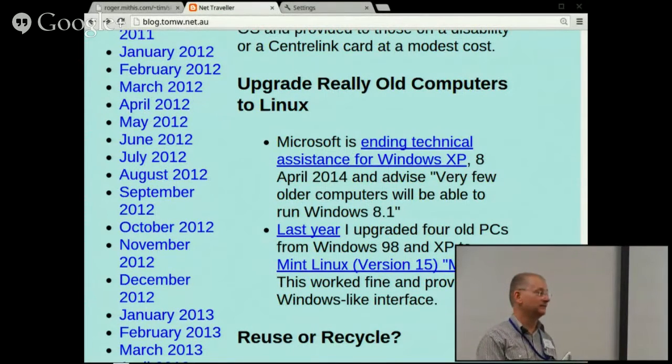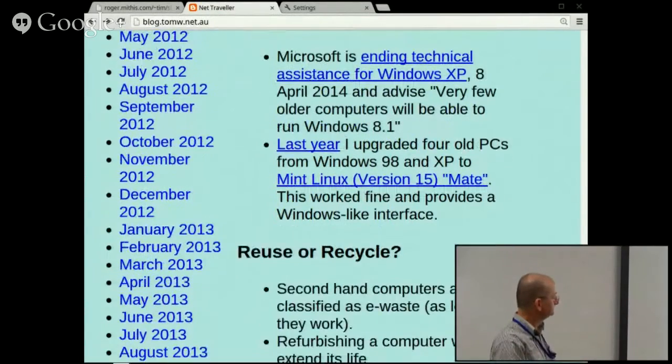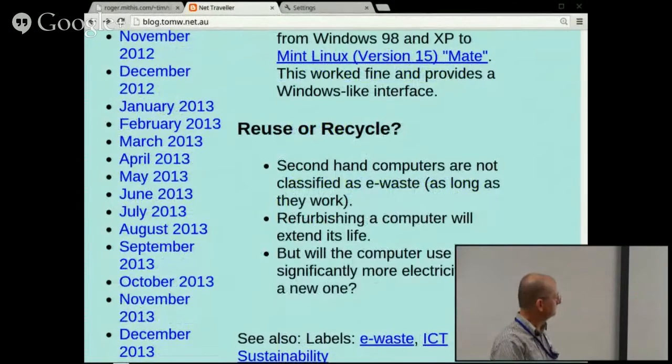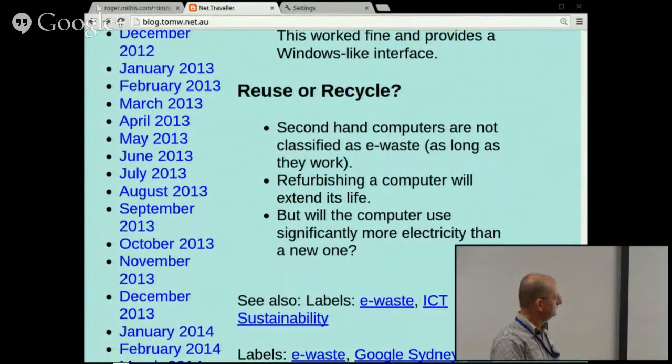Microsoft generally provide free copies of their software to the charities who donate these computers. So to them, there isn't any sort of cost advantage in using Linux. But there is the advantage that you can get very old computers to still do something useful. And about the only other thing, keep in mind that if a second-hand computer isn't e-waste, so if the computer actually works, it's not subject to all these controls.